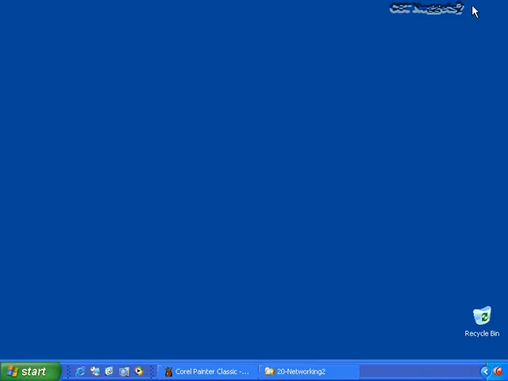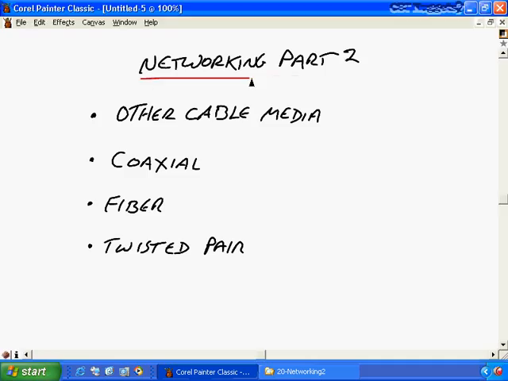Networking, Part 2. In this nugget, we'll be addressing networking, and this will be Part 2. We're going to talk about, first of all, other cable media. That's because these are kinds of cable media that you're not going to see in common use, so I want to clean up the miscellaneous stuff right at the beginning and get it out of the way, where we'll then move on to other kinds of cable media that we'll use more often.